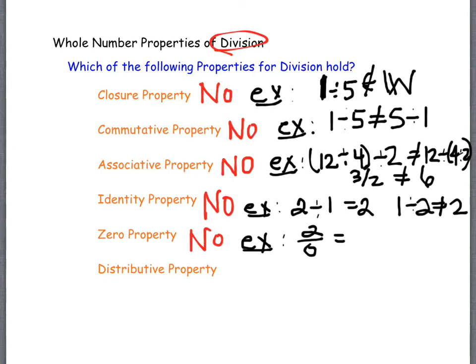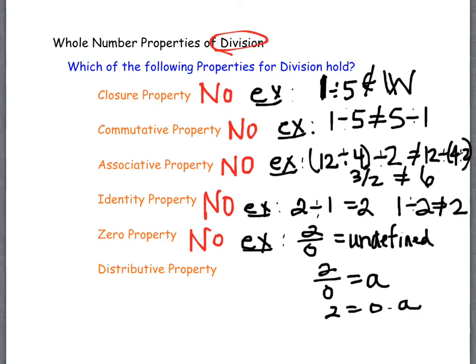Is it? It is undefined. And it's undefined for the very reason that if it had some value, let's say its value was A, because some of you gave me some answers, then it would have to be true that 0 times A is 2. And that's never going to happen. I don't care what A is, I can't take it and multiply it by 0 and get back to the 2 I started with. So this one doesn't work.